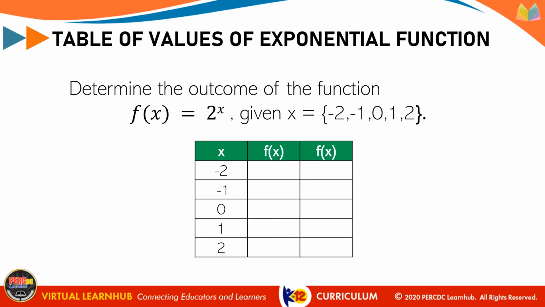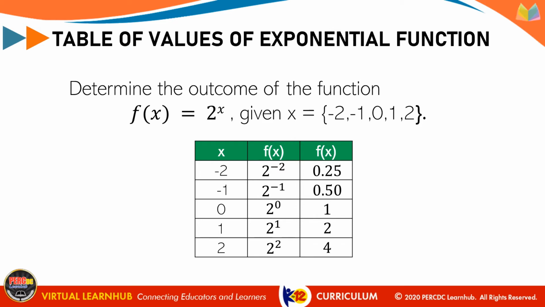So let's have an example. Determine the outcome of the function f of x equals 2 raised to x given that x contains the values -2, -1, 0, 1, and 2. So let's substitute. 2 raised to -2 is 0.25. 2 raised to -1 is 0.5. 2 raised to 0 is 1. 2 raised to 1 is 2. And 2 squared is 4.